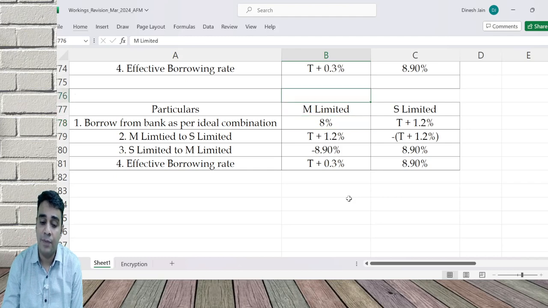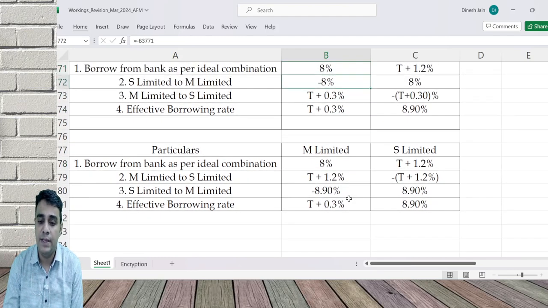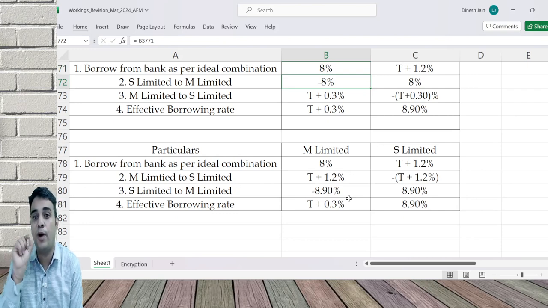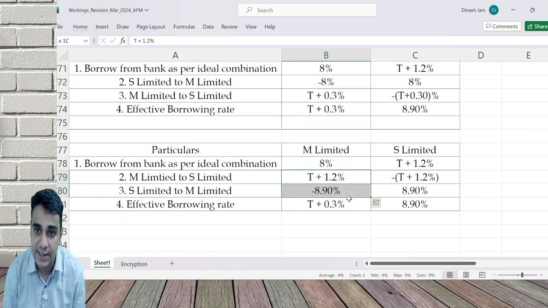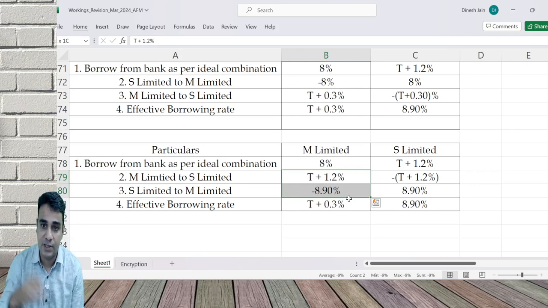Now guys, listen. Are these two different answers? No. Here 8 is exchanged for T plus 0.3. Indirectly T is exchanged for 7.7. 8 vis-a-vis T plus 0.3. So T is technically exchanged for 7.7, and here also T is exchanged for 7.7. It's not a different answer. Basically T is exchanged for 7.7%. Any doubts on this?